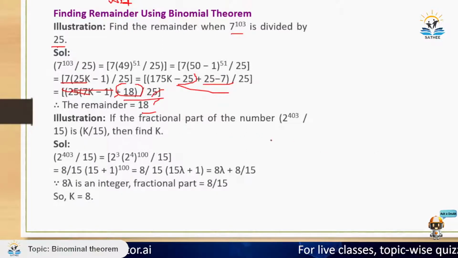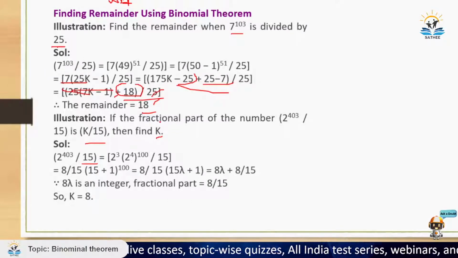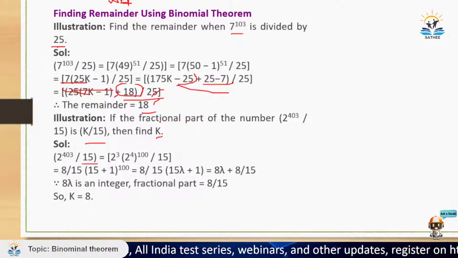So now let's do this question. If the fractional part of the number is k by 15, then find k. Basically you have to find the remainder. So again you have 15, and you know that 2 power 4 is 16, and 16 is 15 plus 1. Always try to convert it in the form of plus or minus 1, so it will be easy for you to solve further.